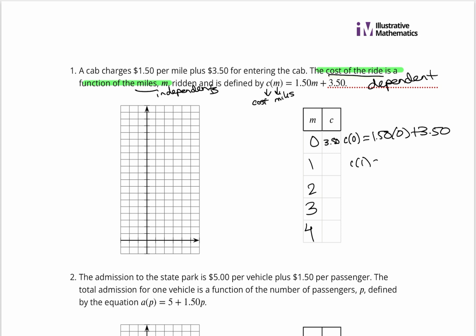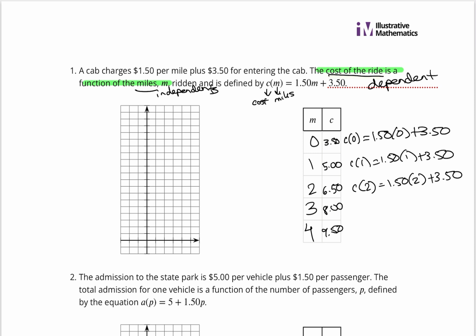C of 1 would be 150 times 1 plus 350, and that would be equal to 5. C of 2 would be 150 times 2 plus 350, and that would be equal to 650. And you can see the pattern here. We're just adding 150 each mile, which makes sense because each additional mile costs 150 extra, as the problem tells us. So I can go ahead and fill out the rest of this.